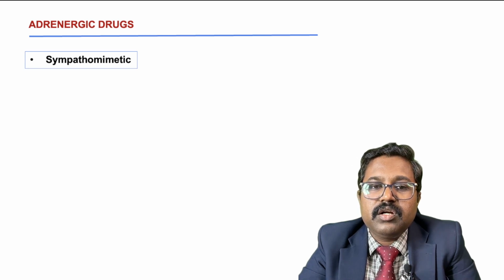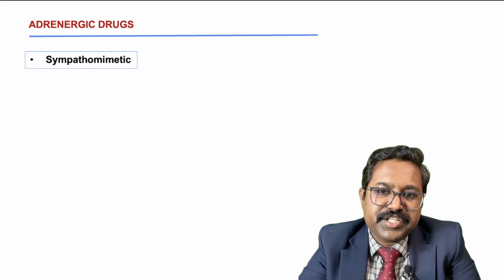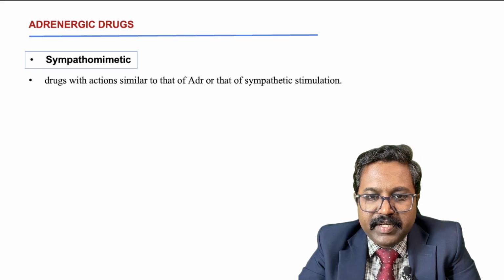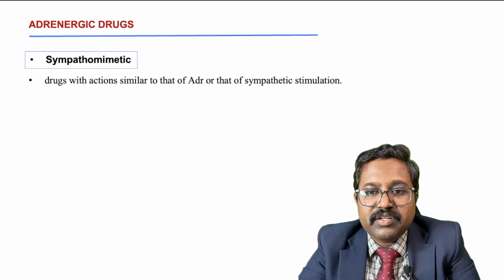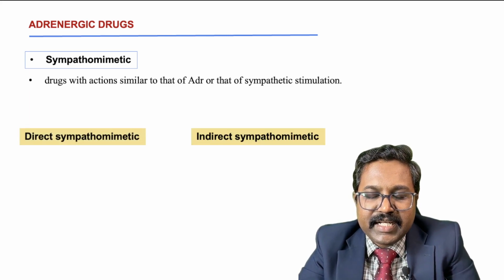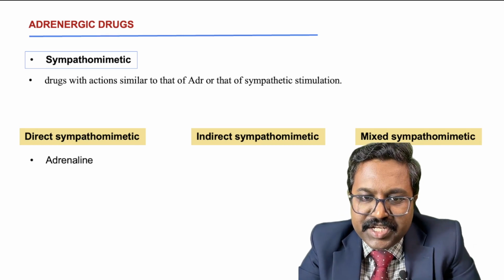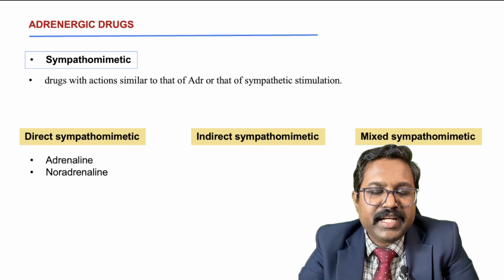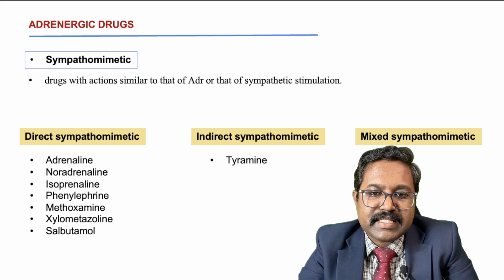recapitulating, or coming to the end of the session, let us summarize the adrenergic group of drugs. So sympathomimetics are the drugs which act similar to adrenaline or the sympathetic stimulation. We have directly acting sympathomimetic agents, indirectly acting sympathomimetic agents, and mixed sympathomimetic agents. Under this, we have adrenaline, noradrenaline, isoprenaline, phenylephrine, methoxamine, xylometazoline, salbutamol, etc. under directly acting sympathomimetic agents.